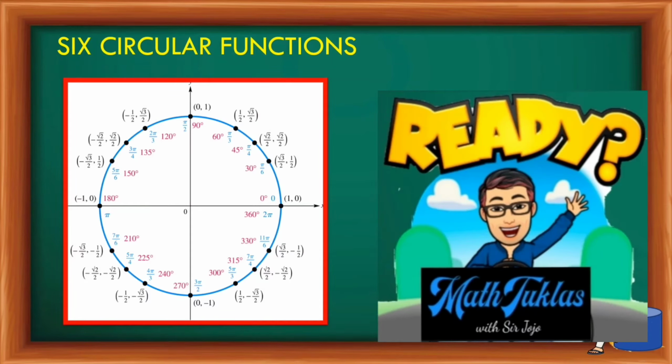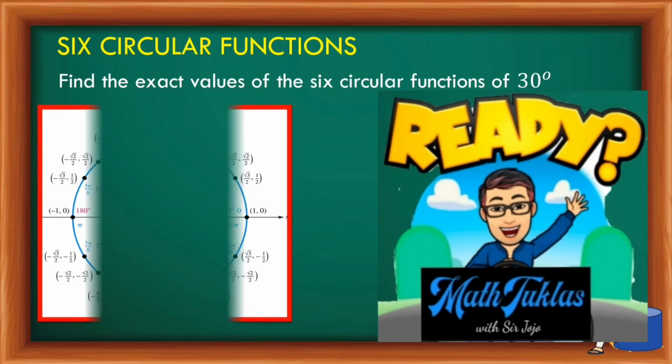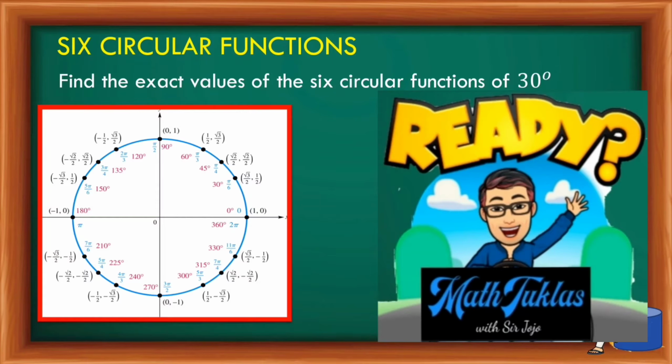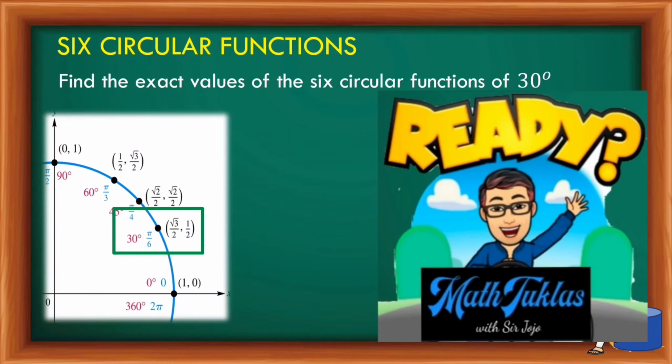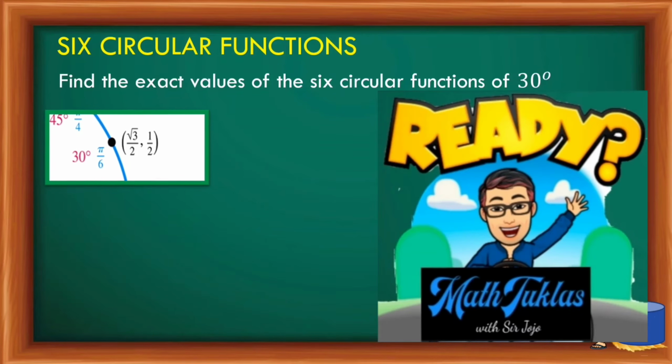For instance, we are going to find the exact values of the six circular functions of 30 degrees. So, tignan natin kung saan matatagpuan ang 30 degrees sa unit circle. Yan ang 30 degrees. So, lakihan natin para mas madali nating makita ano yung value ng x at value ng y. Remember that is important kapag nagsosolve tayo ng 6 trigonometric functions. Okay, let's begin. Hanapin na natin isa-isa ang 6 circular functions.